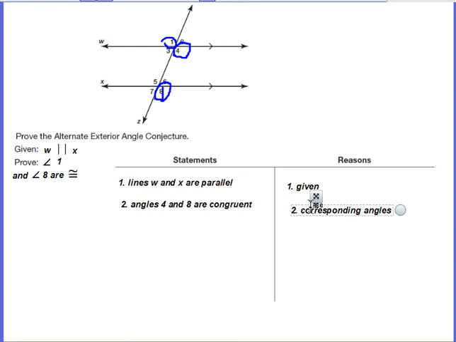There we go. And moving along, number 3, I already can see 1 and 4 is congruent. So angles 1 and 4 are congruent. And why they're congruent? Because they're vertical angles. They're basically opposites of each other. One's facing this way, one's facing that way.